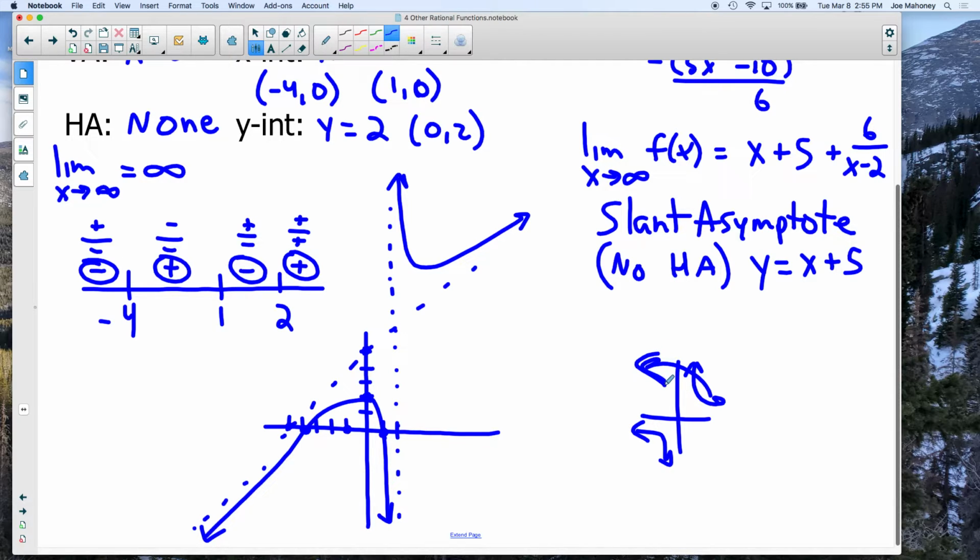Oh, my picture's horrible there. Let's not pay attention to that picture. Yikes. But that slant asymptote is pretty neat. And again, that slant asymptote occurs when the limit of the function goes off to infinity.